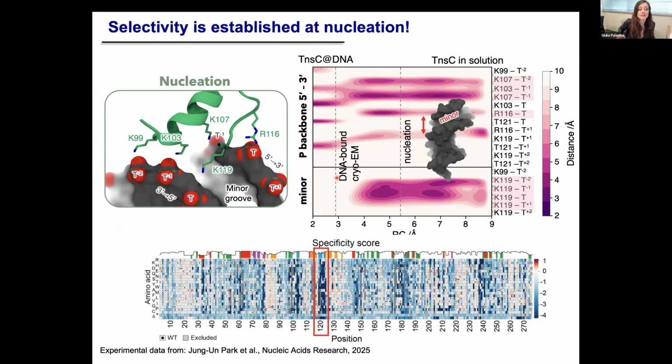So what happens? TNSC first reaches the minor groove where the selectivity is established, selectivity for A, T versus GC, and then these interactions change, they move toward the backbone for stabilization as observed in the cryo-EM structure.